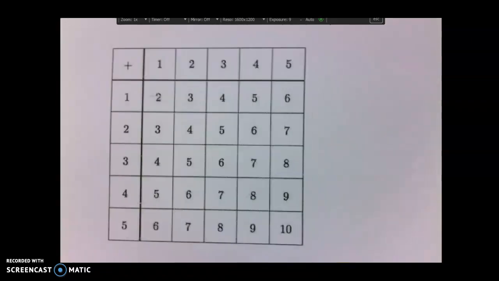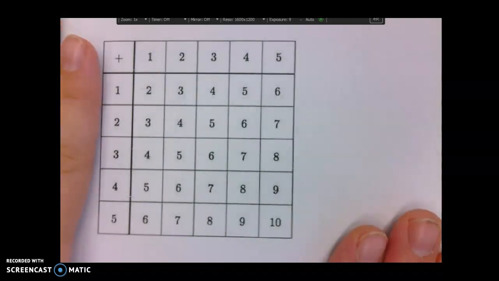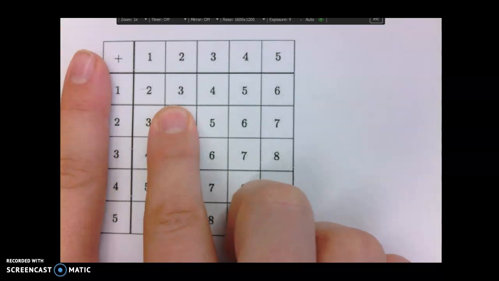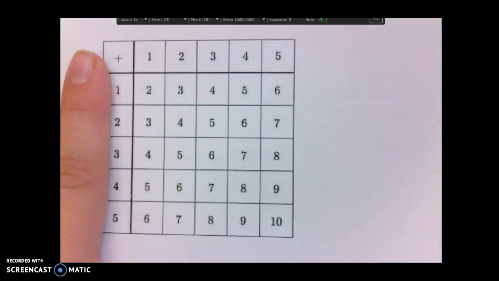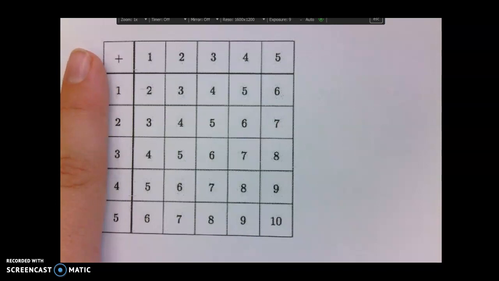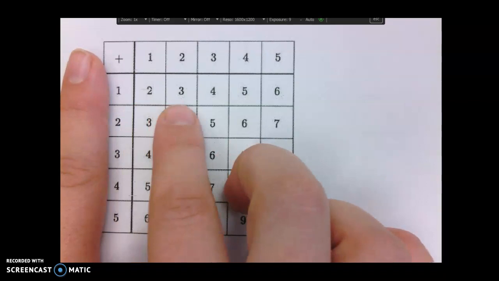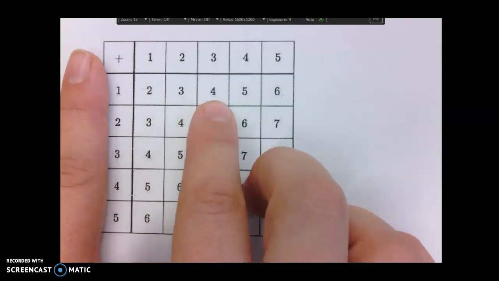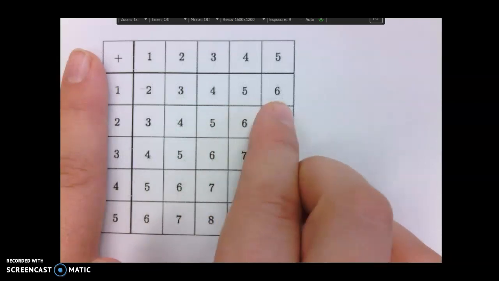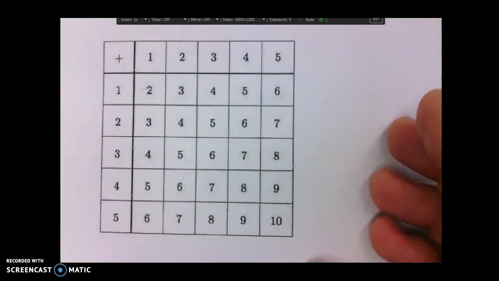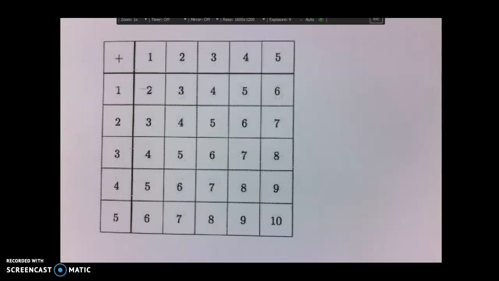Okay, so for our next problem, we're going to see if we can find another pattern on this addition table. This time I have not colored anything, but I want us to take a look right here. So here I have 2, 3, 4, 5, 6. When I'm thinking about my numbers and looking at patterns, I notice that 2, is it even or odd? Yes, it's even. 3, odd. 4, even. 5, odd. 6, even. And my question is, does that happen in each row of the addition table?